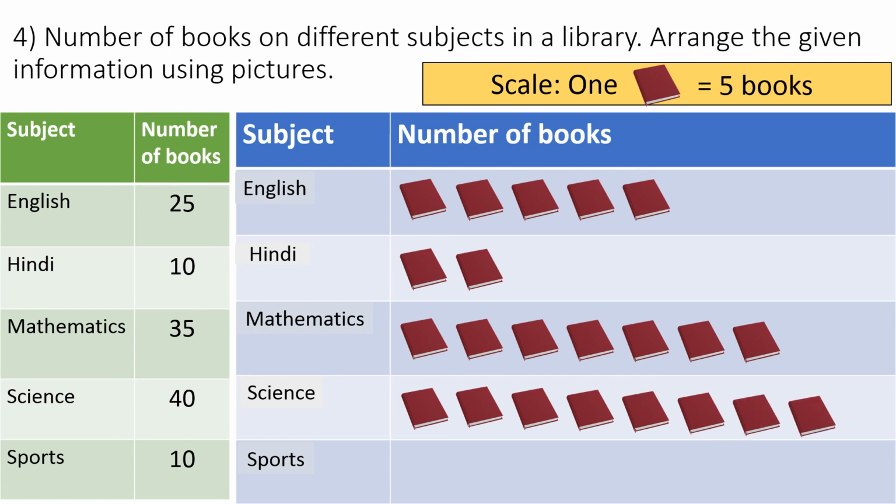For sports, there are 10 books. So how many books do we have to draw? Yes, 2. Because 5 twos are 10. So draw 2 books, 1 and 2. Now this is the final pictograph.